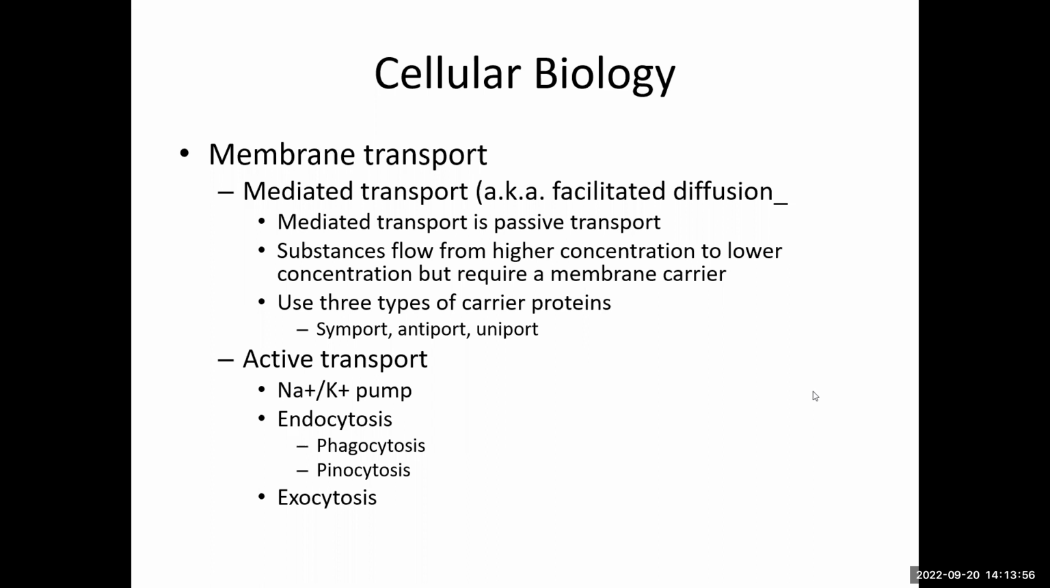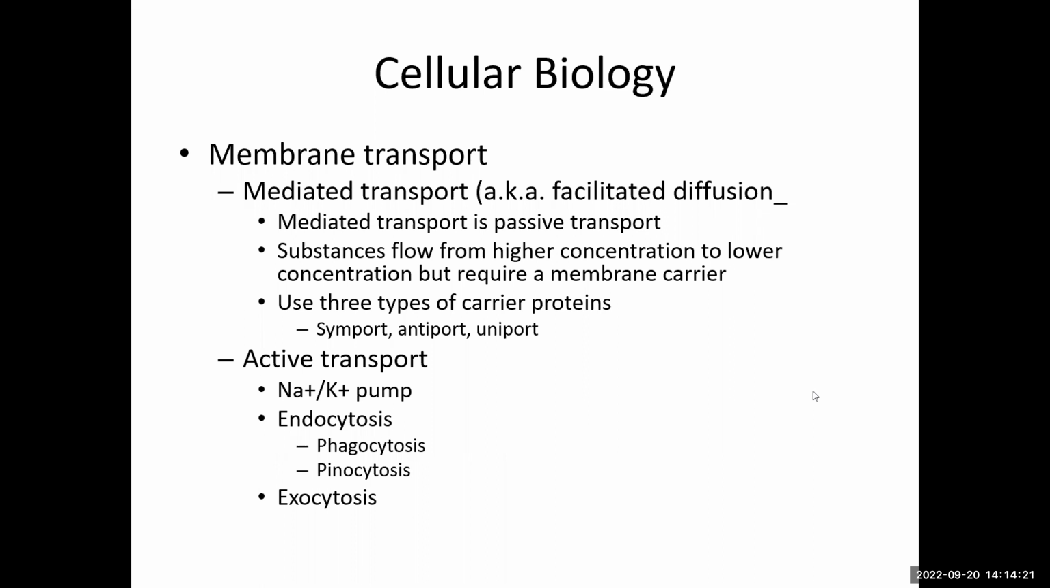A good example of this is the sodium-potassium pump. Getting sodium back out, we're going from an area of low concentration inside the cell back to a high concentration outside the cell, and potassium at a low concentration outside the cell back into where we have a higher concentration inside the cell. This allows us to get back to resting membrane potential.